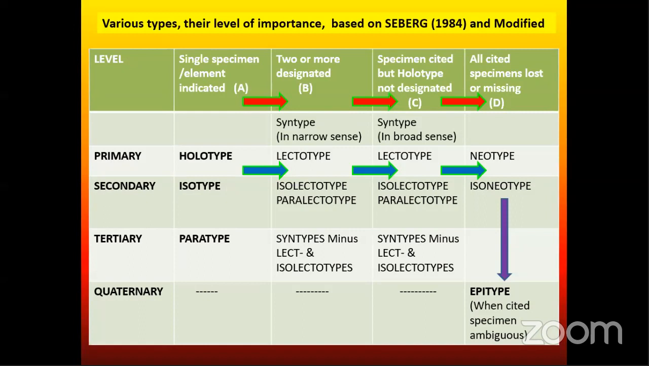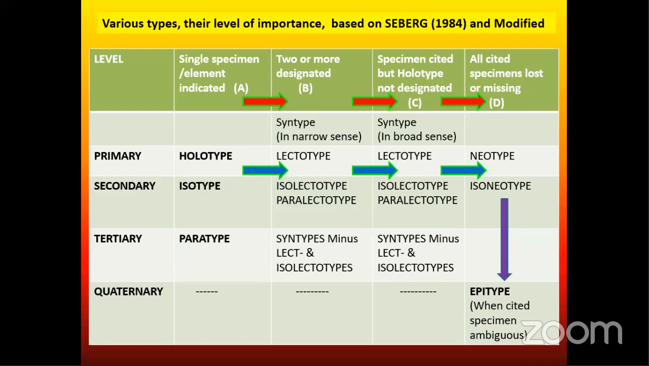The isotype, also you can see isolectotype. Finally, if all the previous types may be destroyed, we can go for an epitype. Epitype is only descriptive, an additional description given for an ambiguous specimen. So these are the things when we are seeing the name of the taxa.